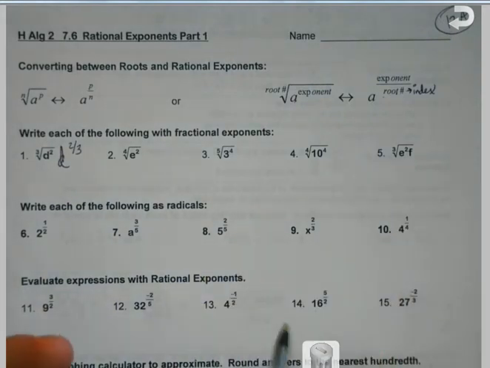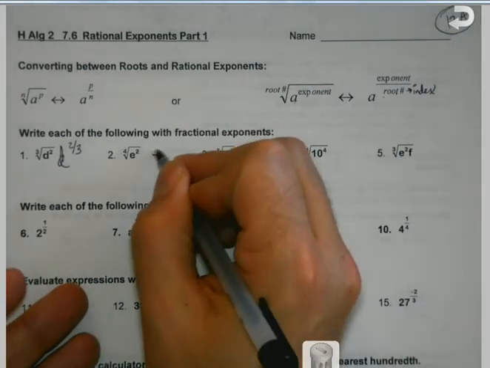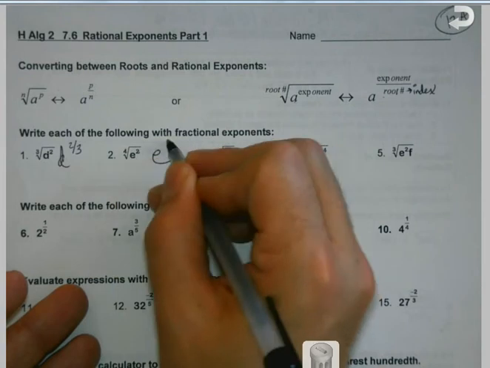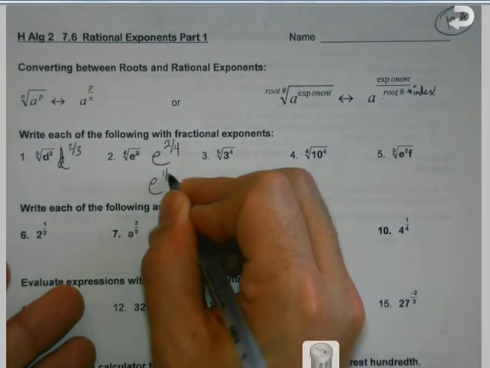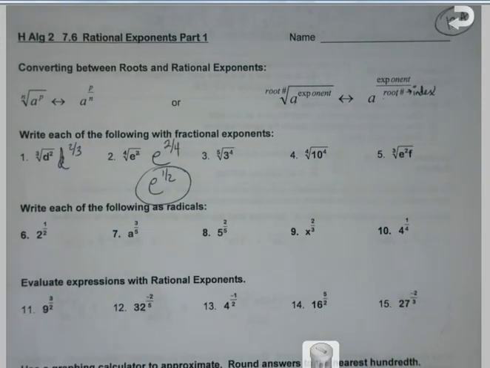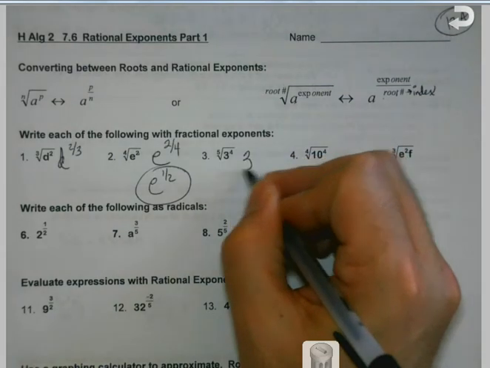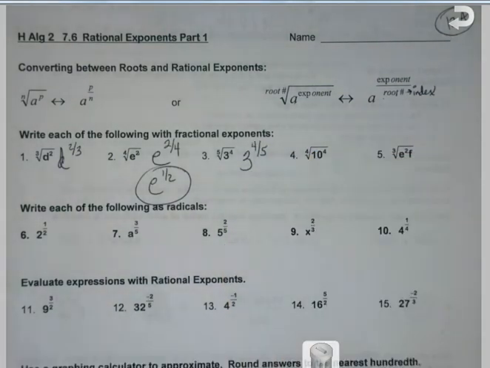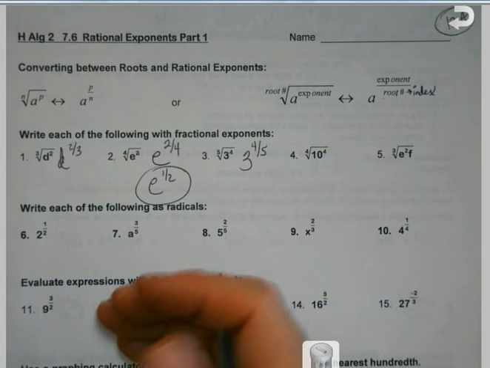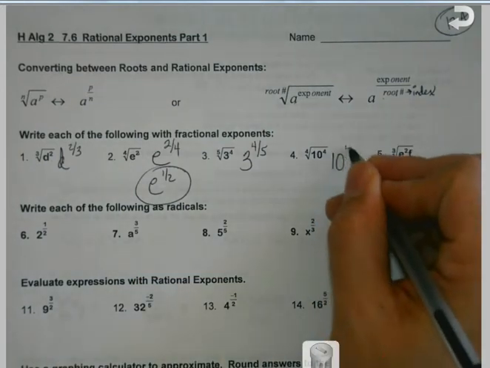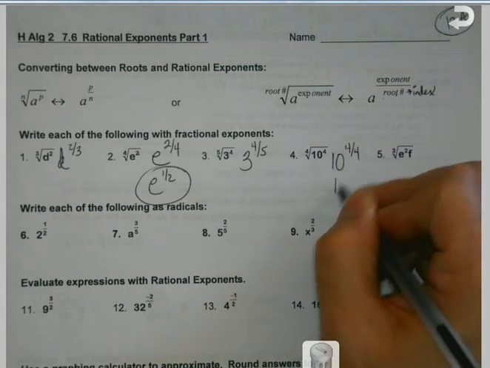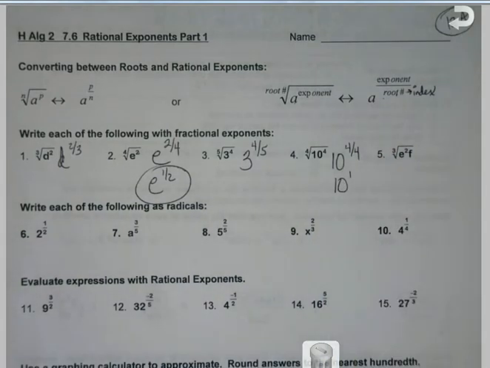Now, if I ever get into one of these, though, where I can reduce the fraction, I do need to do that. So, for instance, on 2, my exponent over index is 2/4, but we know we can reduce that. So we'd reduce that down to 1/2, and we'd be okay with that. Now, a lot of the time, it'll be real straightforward. I just do exponent over root or exponent over index, and I'm fine with this. But other times, I've got to make sure 4 to the 4 would be just 10, or if you wanted to put 10 to the first, you could.